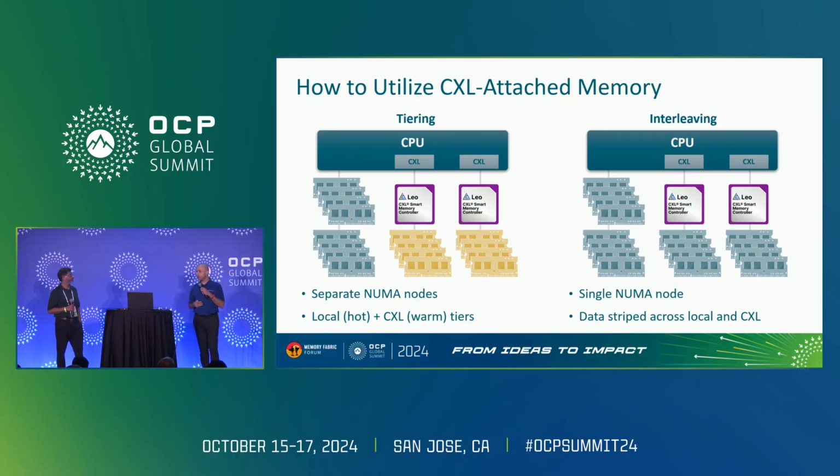Tiering is the approach where you fundamentally have 2 separate NUMA nodes. As far as the host is concerned, you have local attached memory of however much capacity and CXL attached memory of however much capacity. So you have this local or hot memory, and you have your CXL as your warmer tier. With interleaving, it's really a single NUMA node. The data is just striped across the local and the CXL attached memory. In both tiering and interleaving, you can do them either through software-based methods or through hardware-based methods.